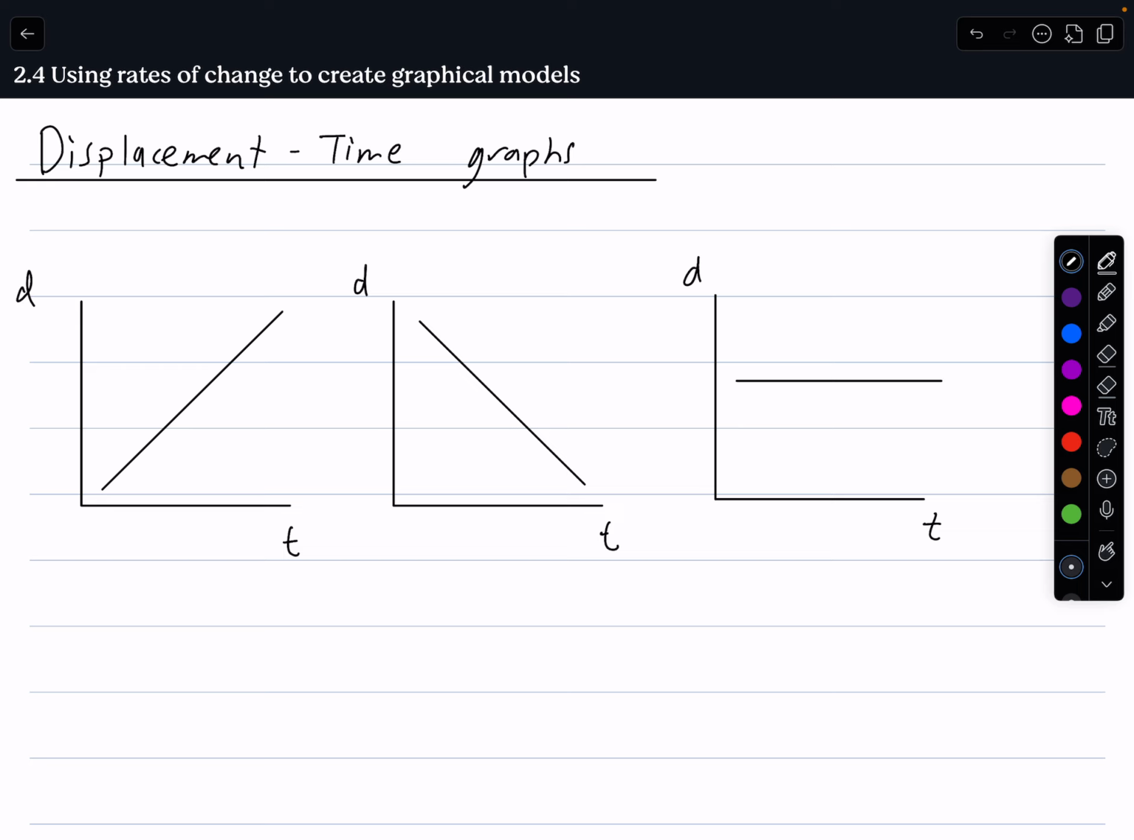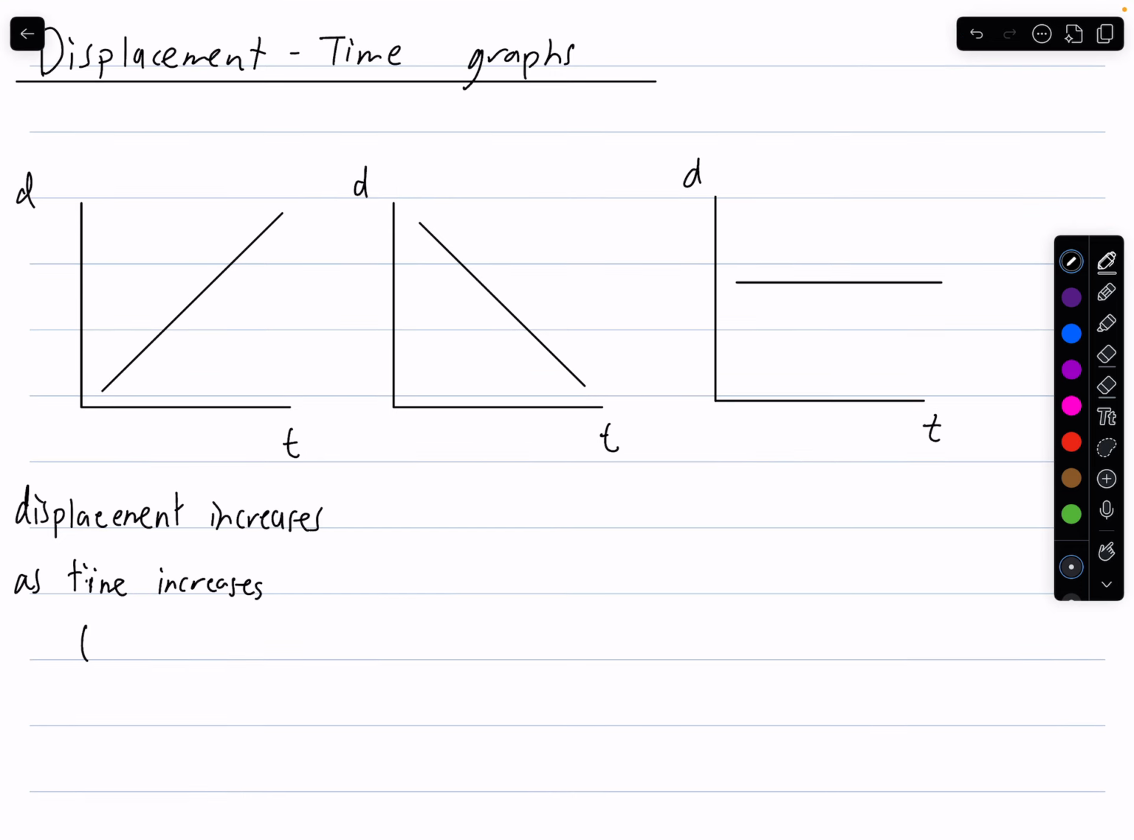So what this graph says is that displacement increases as time increases, which is pretty straightforward, right? This just means that the slope is positive. That's what we have over here regarding this graph.